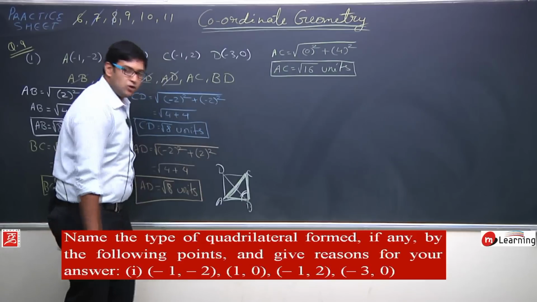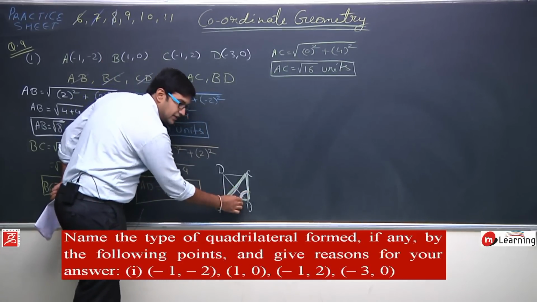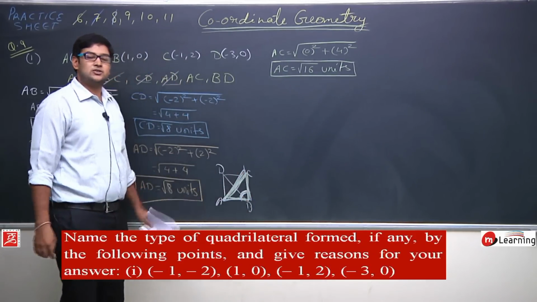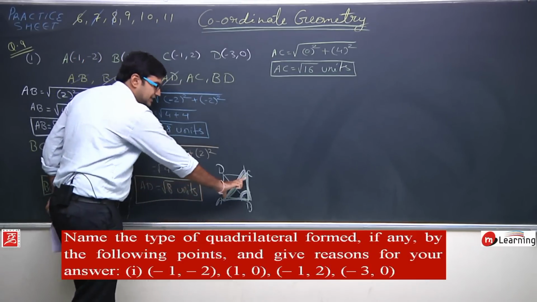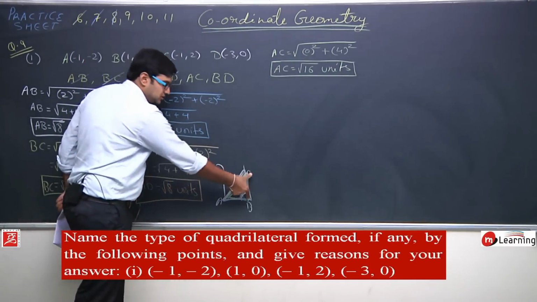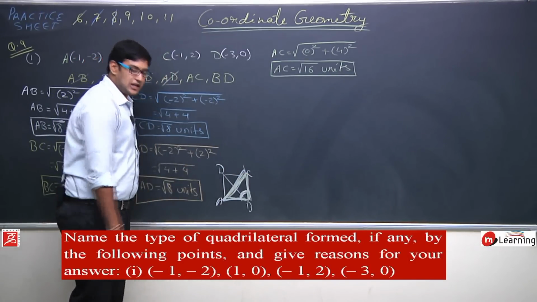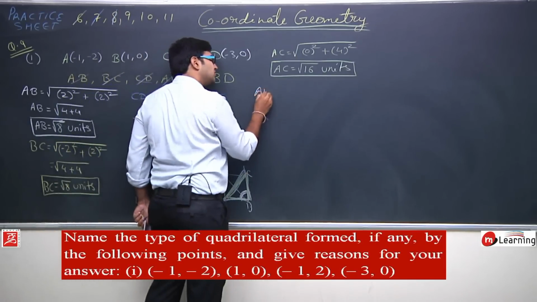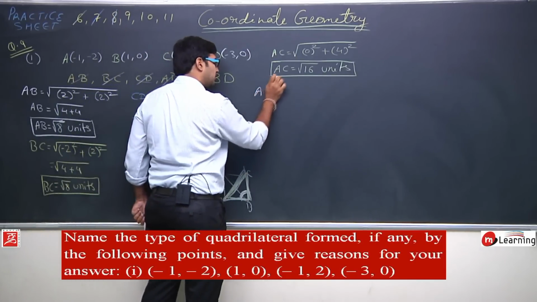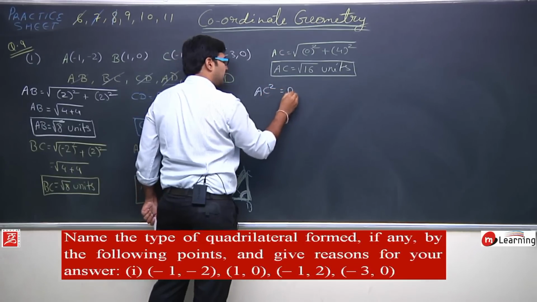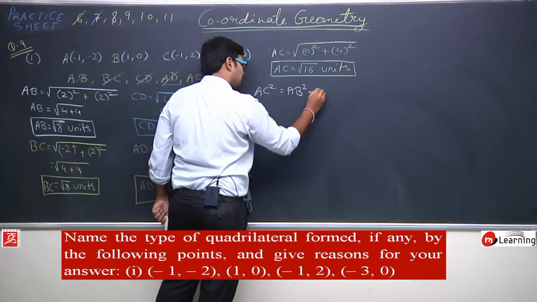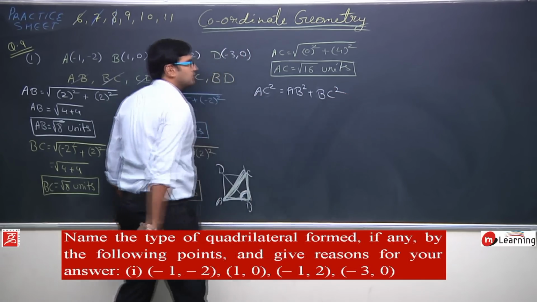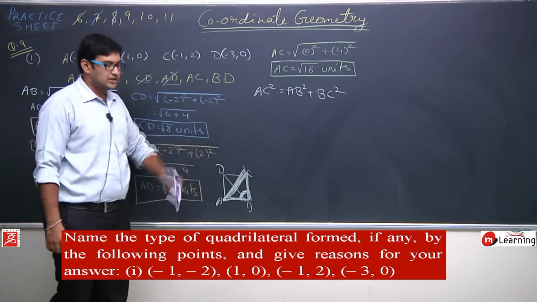If I want to prove this angle equal to 90 degree, then this triangle should follow Pythagoras theorem, and this AC should be hypotenuse, this BC will be perpendicular, and AB will be base. So by Pythagoras theorem I can write AC square is equals to AB square plus BC square.